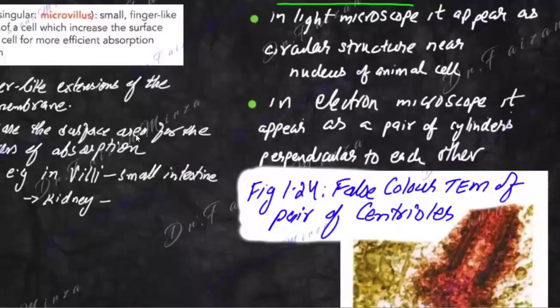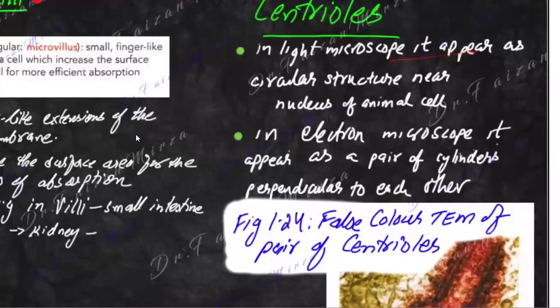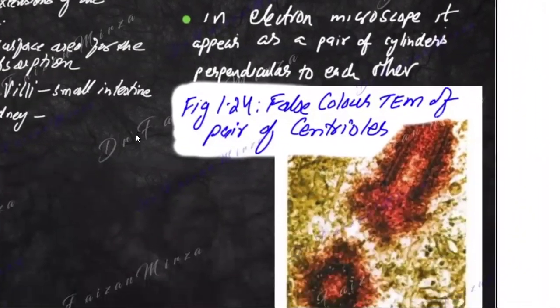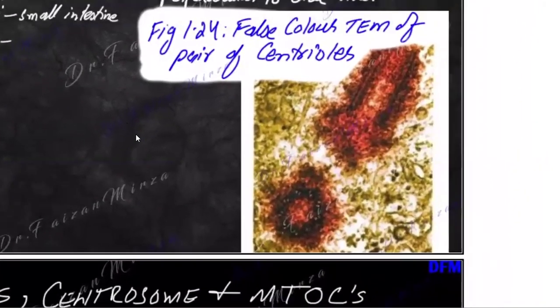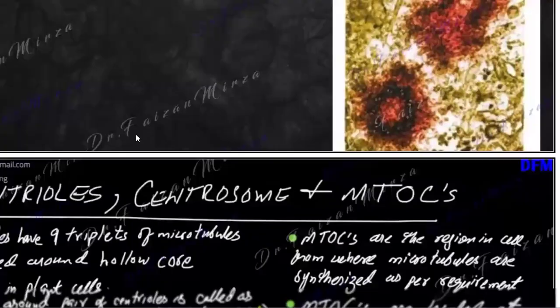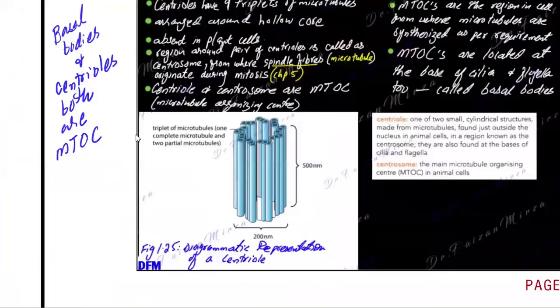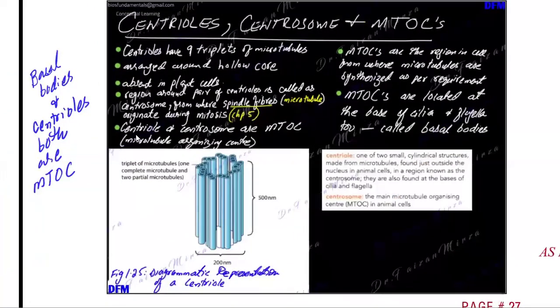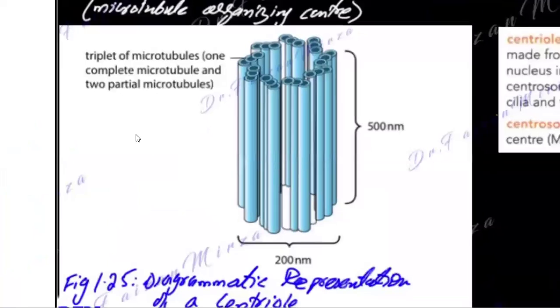Coming to centrioles. Centrioles appear in the light microscope as a circular structure, but in the electron microscope they appear as cylinders, two cylinders at right angles to one another. So this is one cylinder, and the other is at right angles to it. You can see this cylinder appears to have these circular structures on its surface. What are these circular structures? Let's go to the diagram on the next page. This is what a centriole looks like. A single cylinder of a centriole is made up of triplets of microtubules.